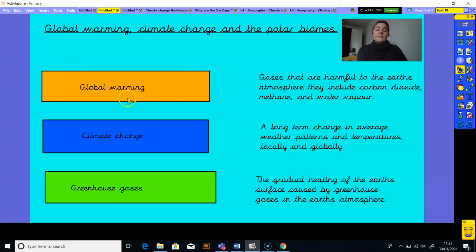So I have got some definitions here, and I have got some phrases here. So I've got global warming, climate change, and greenhouse gases. So what I'd like you to do is pause the video and then connect the definitions to the correct term, okay, to see how much you remembered from our last lesson. So if you want to pause the video now and have a go, then off you go and good luck.